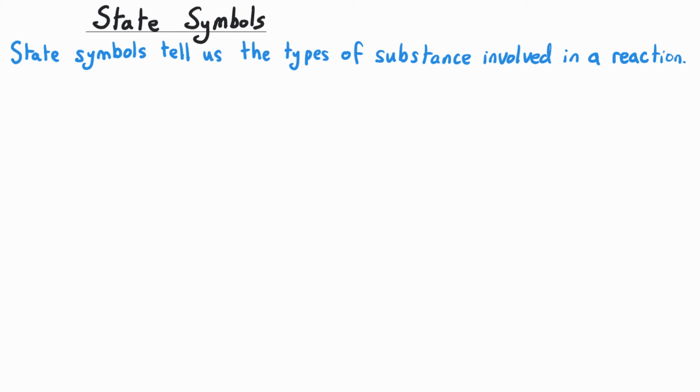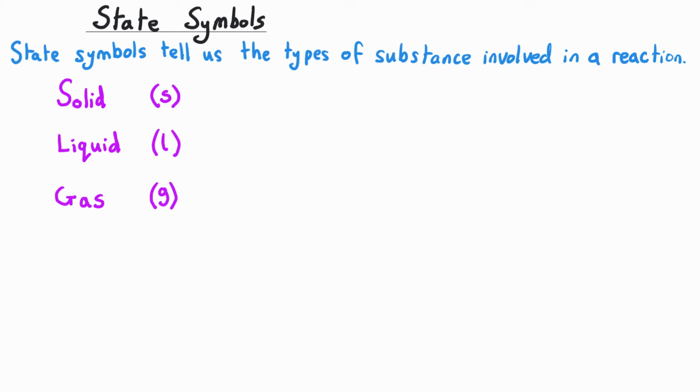Sometimes, when we write symbol equations, we also include something called state symbols. State symbols tell us the types of substance that are involved in a chemical reaction. And the state symbol notation is representing one of the states of matter. The three most common states of matter are solid, liquid, or gas, and they are given the symbol little s, little l, or little g, and they are enclosed inside brackets.